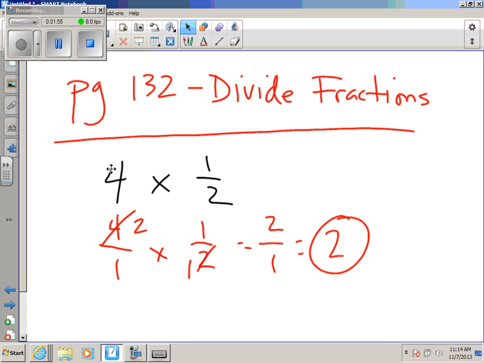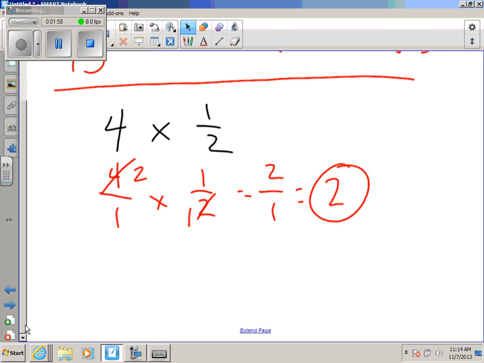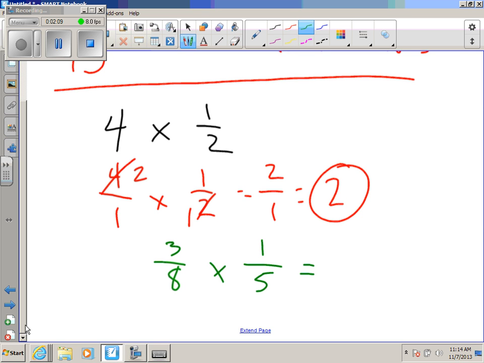When you take a typical multiplication problem, 3/8 times 1/5, really all you're doing is going across and multiplying, and I would get 3/40. That's the great thing about multiplication: I can take any two numbers and multiply them. The same can't be said about division.